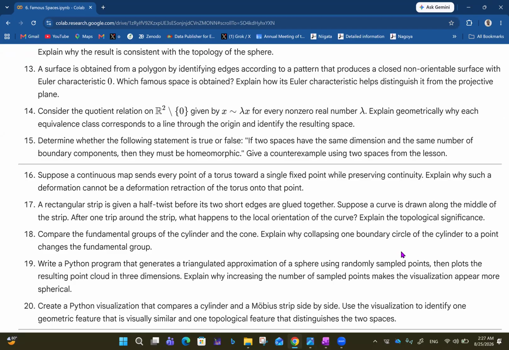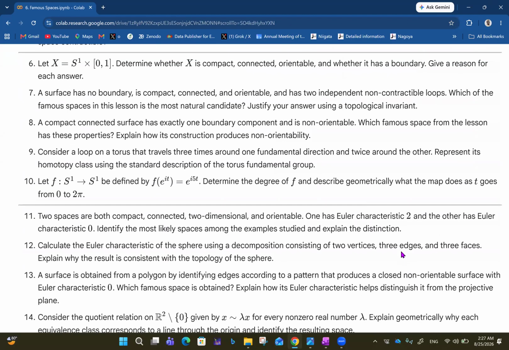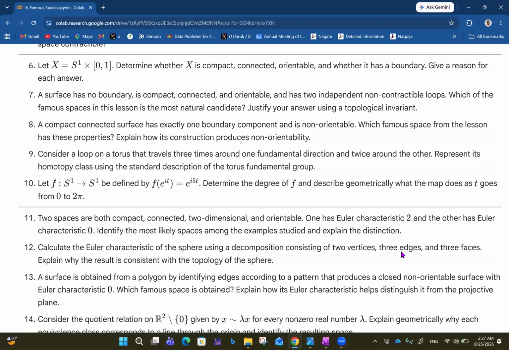If we consider two questions here, let's say we look at questions 7 and 15. So we've seen everything, but let's see. Question 7 says a surface has no boundary, is compact, connected, and orientable, and has two independent non-contractible loops. Which of the famous spaces in this lesson is the most natural candidate? Justify your answer using a topological invariant.